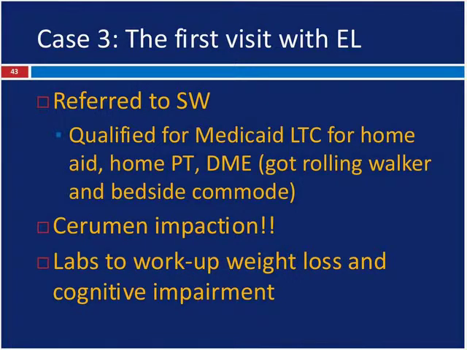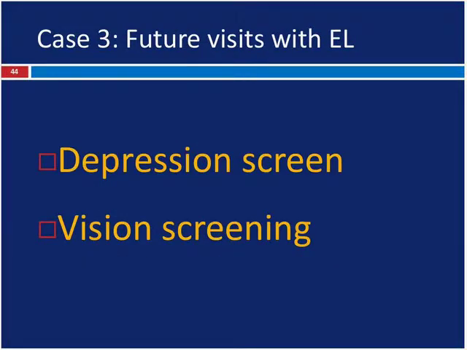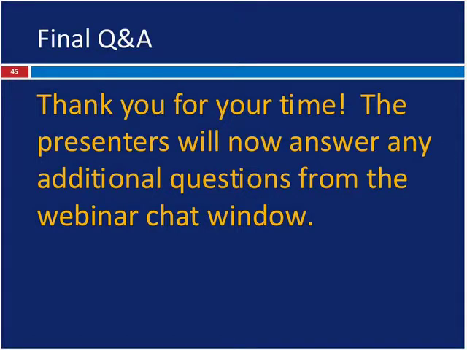We referred her to social work. She does now have Medicaid long-term care. She was able to get home care, home physical therapy, and also a rolling walker and bedside commode for assistance at home. She had very significant cerumen impaction, requiring multiple visits to remove the cerumen, although she still has hearing loss after the removal. And we also, at the same time, were working her up for her weight loss and cognitive impairment. Future visits would also include more depression screening and vision screening to round out her geriatric assessment.